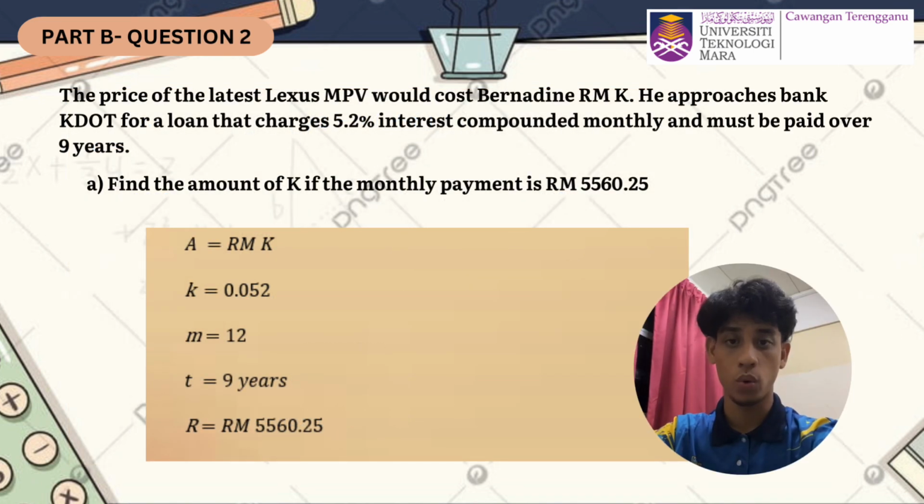Part B, Question 2. This question has given the statement about a guy named Bernardan that wants to buy a Lexus MPV, which is why he goes to the bank and takes a loan that charges 5.2% interest compounded monthly and has to pay this loan for over 9 years.